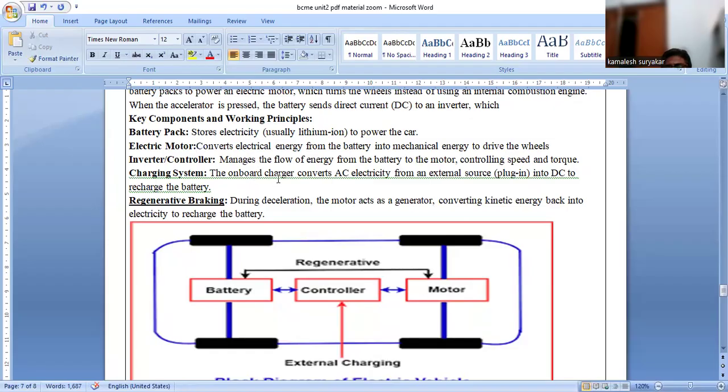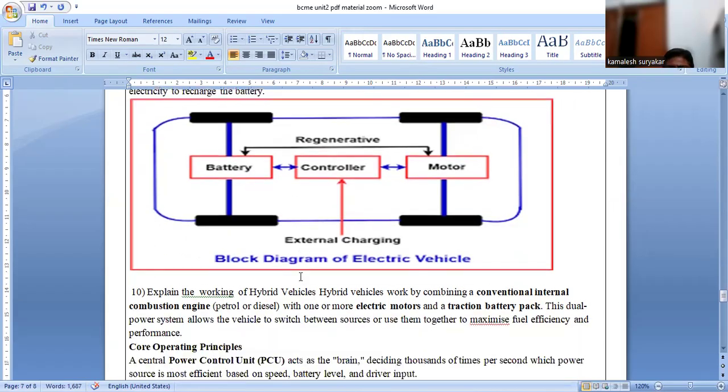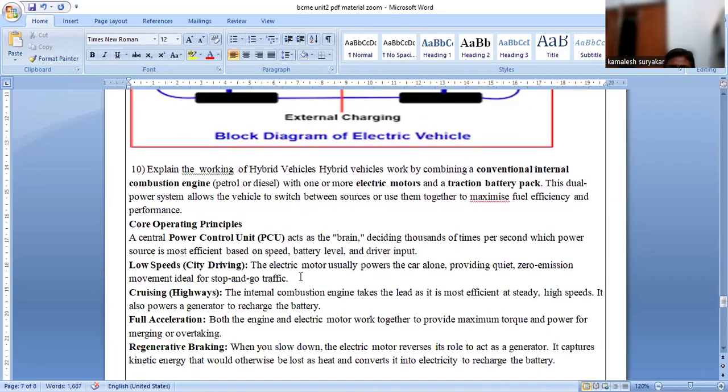The charging system is just your onboard converter, which converts AC electricity into DC. So alternating current from the outside is taken by the converter into DC to recharge the battery. A regenerative braking system is also there. During deceleration, the electric motor acts as a generator, converting the kinetic energy back into electricity. So while braking, the battery is also charged. That is a big advantage in electric vehicles.